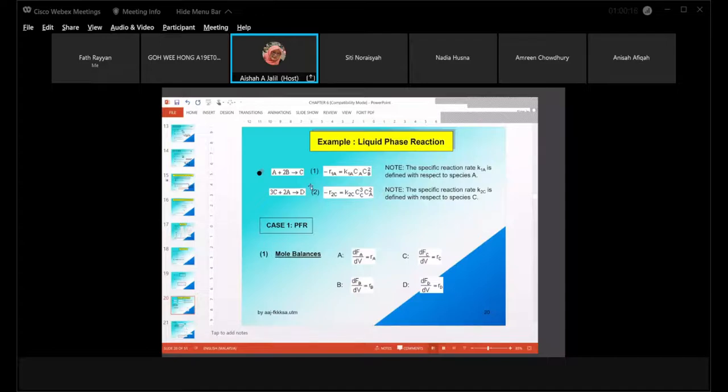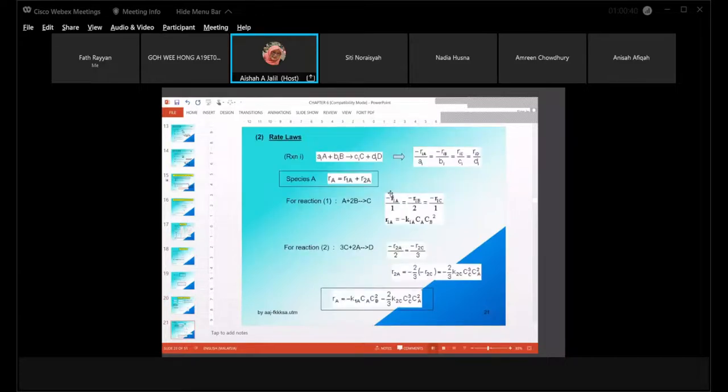And then reaction 2. For reaction 2, they just give you negative r2C. You see? r2C, not r2A, not r2B, not r2D, but they give you the negative r2C equal this one. So this one, case 1, is for the PFR. So the mole balance is like this, okay? And then you know, you have to use this one.